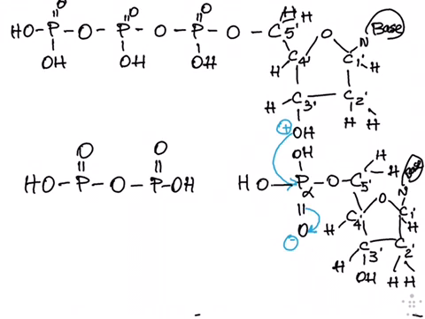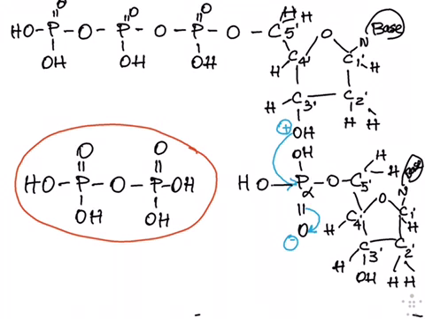We call it diphosphate or pyrophosphate. I'm going to circle it in red. Okay, we call it PPi or diphosphate. So this one has left, okay?